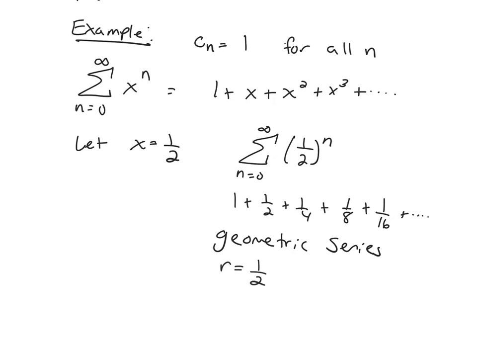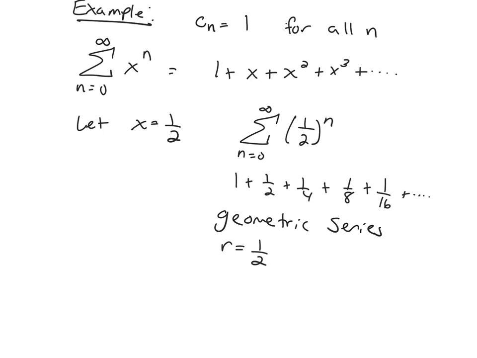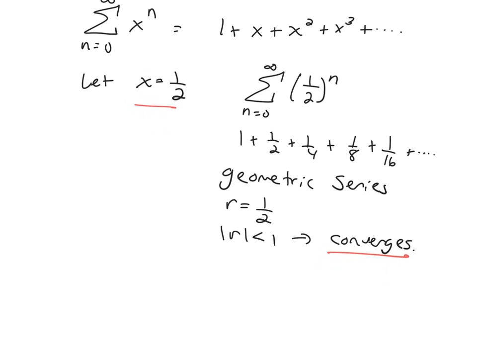Can someone tell me, does that mean that the series converges or diverges? The absolute value of r needs to be less than 1 to converge. This is less than 1, so it converges. So I plugged in one value, I plugged in 1/2, and I got that it converged. Let's try plugging in a different number. Let's plug in 2.